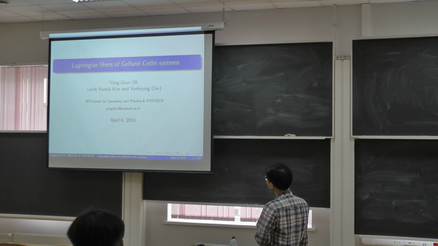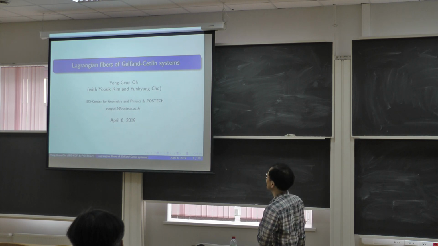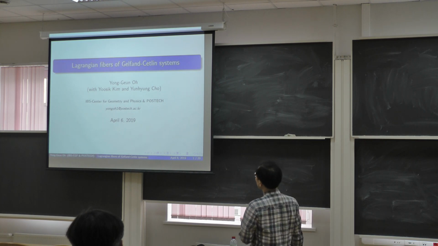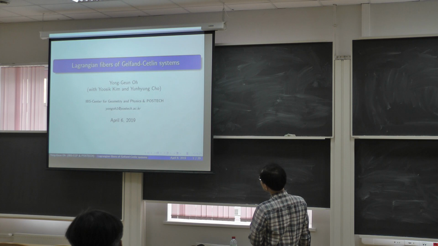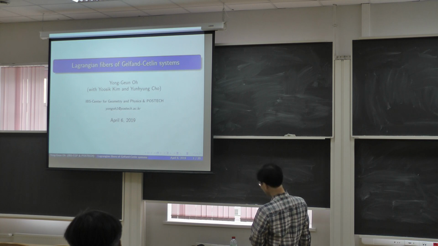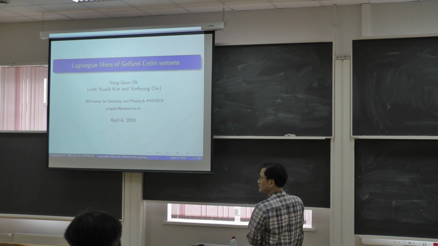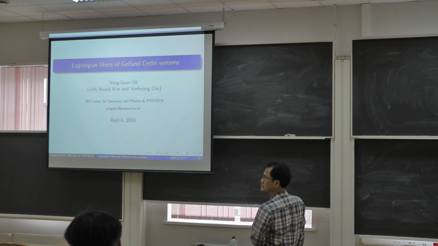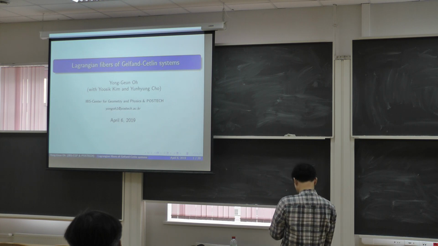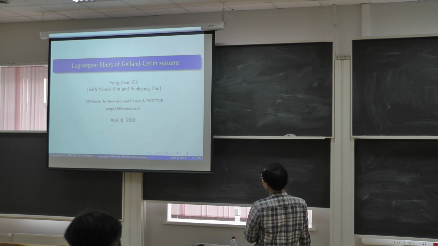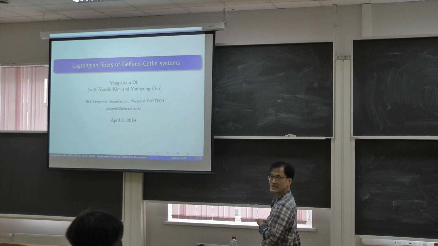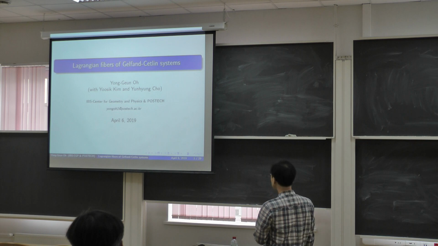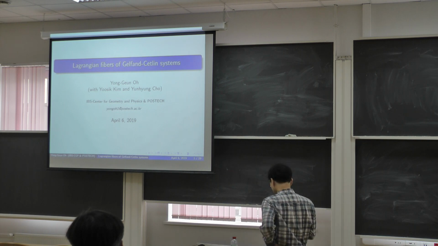Actually, by now, we understood the mirror symmetry of toric manifolds by the works of our collaborators, Fukaya, Ohta and Ono, and previously Cho and myself. So we are trying to extend this kind of mirror symmetry to non-toric, at least Fano manifolds. So the first test case is this so-called Gelfand-Cetlin integrable systems. So let me start with what this system is about.